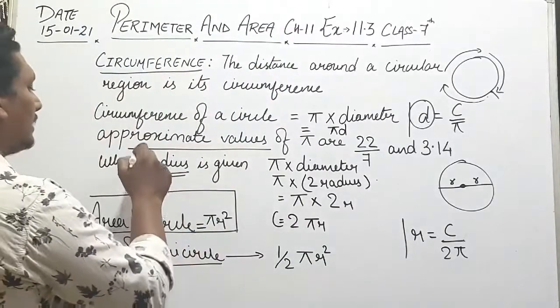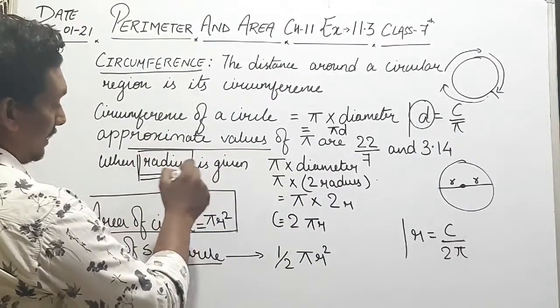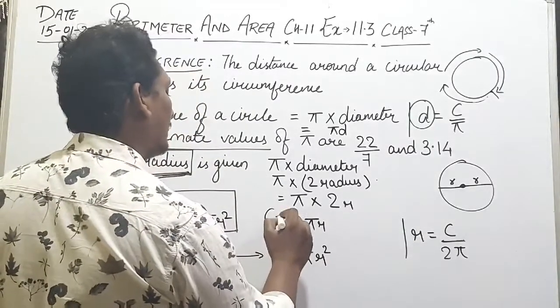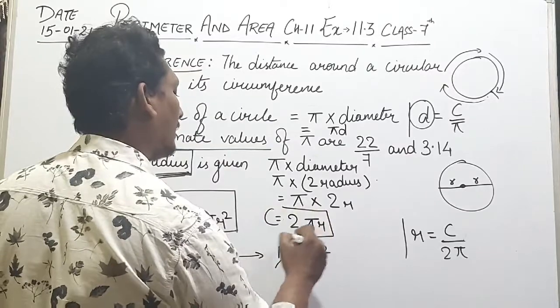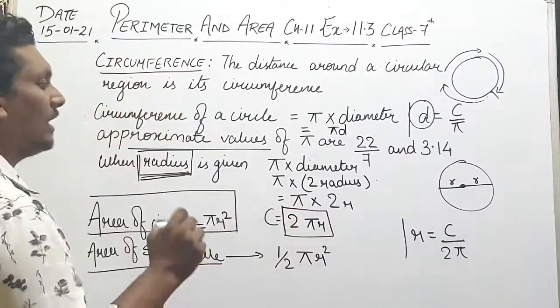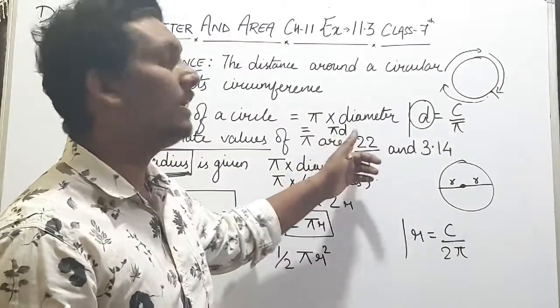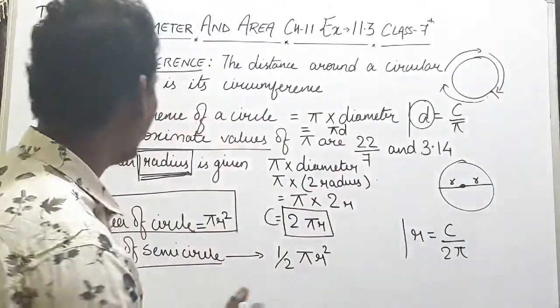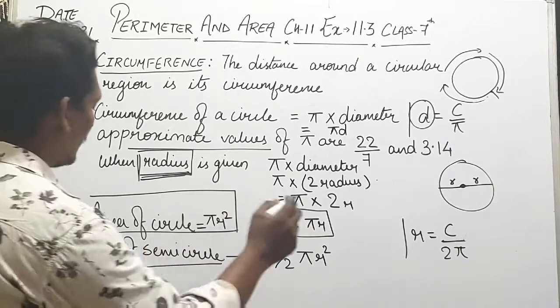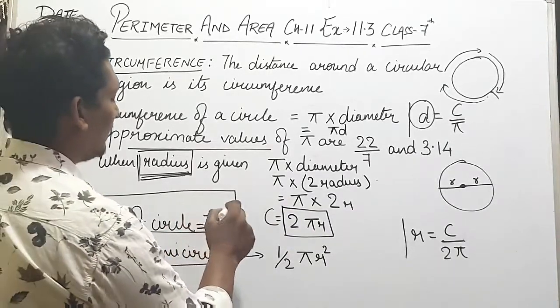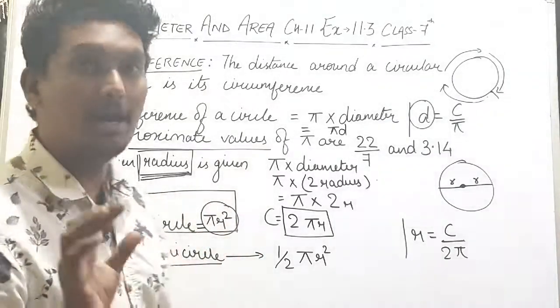This is the formula you have to use when the radius is given. When the radius is given to you in the question, how do you find the circumference? The formula will be 2 pi r. When the diameter is given, it is pi d. Now come to the area of a circle. The formula for the area of a circle is pi r square.